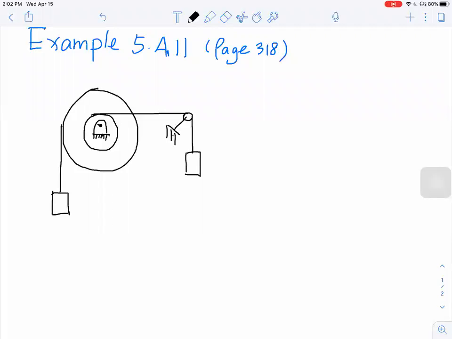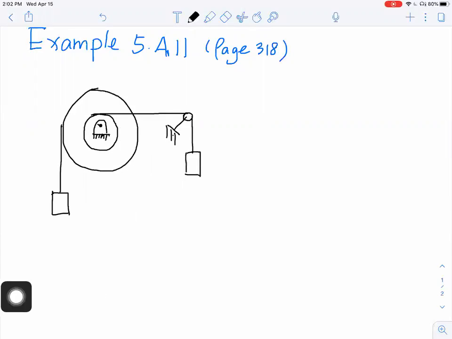So the first example we're going to look at is example 5.8.11. That's in your book, page 318. In this problem, we have two drums. They're co-centered, and one has a smaller radius. Let's call that small r. The outer drum has a large radius, capital R.